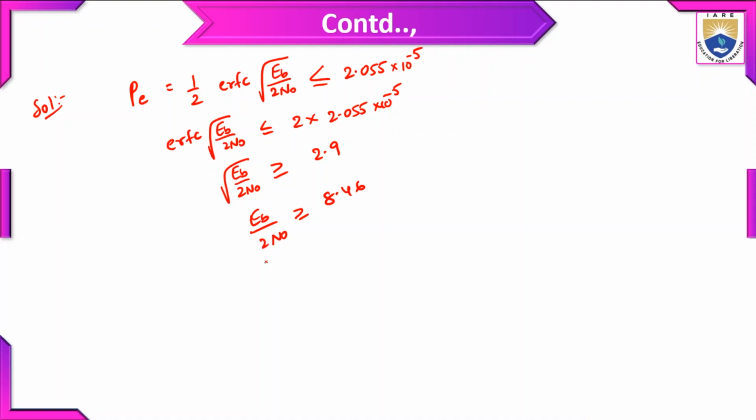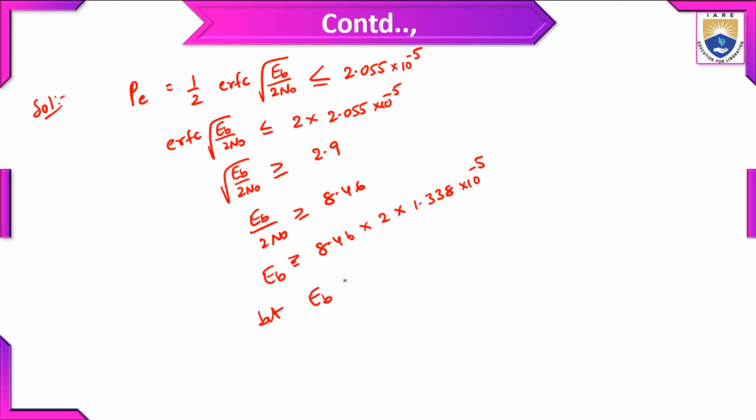Again sending this to the other side, finally Eb is greater than or equal to 8.46 into 2 into N naught. What is N naught? The noise spectral density, which is already given: 1.338 into 10 power minus 5. Eb is the energy per bit. Why? Because this is binary. In binary, you send 1 bit at a time, so what is the energy of that particular bit? We are sending either 1 or 0 at a time. That is binary.